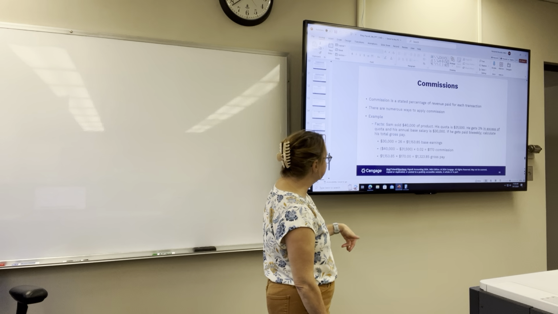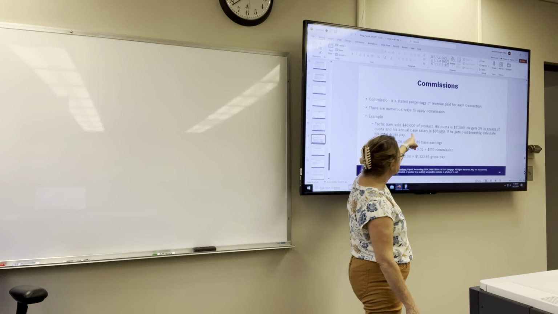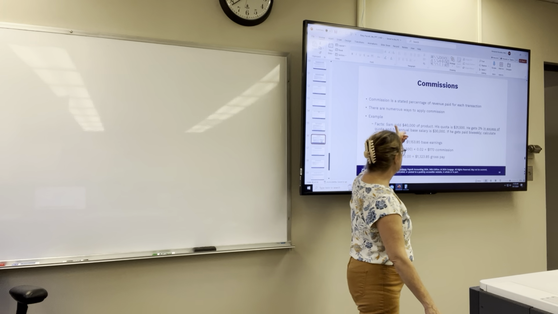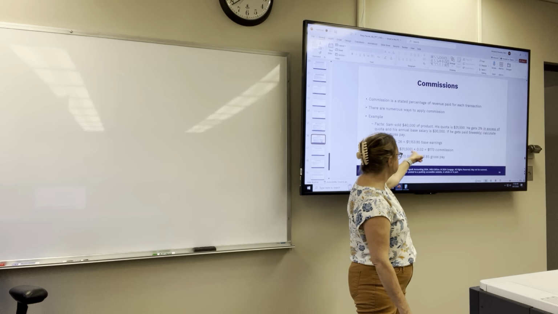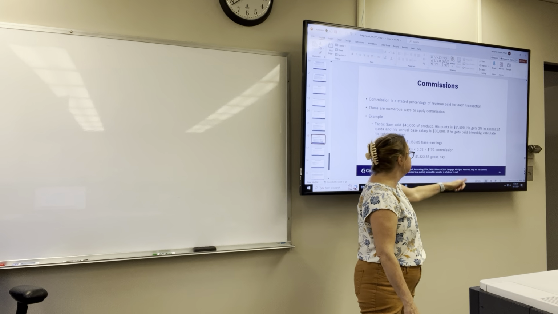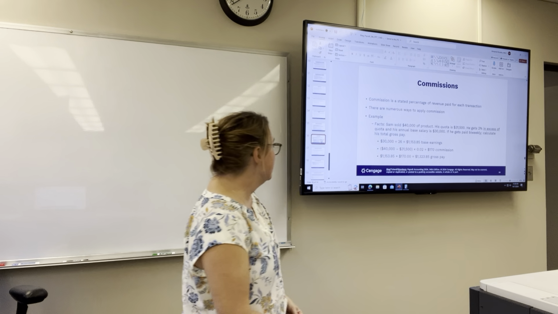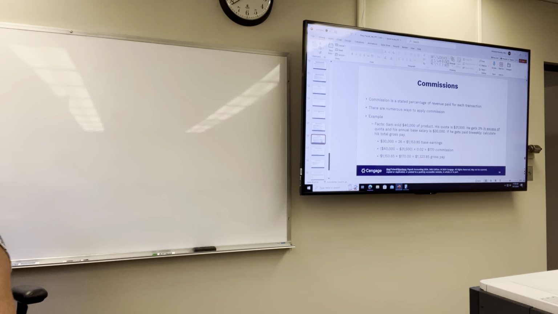On top of that, though, he sold 40,000. He sold more than his quota, so he's going to get 2% of the amount over and above that. So in this case, 40,000 minus his quota times the 2%, he gets $170 commission. Add those two together, and then that would be his gross pay for the pay period.